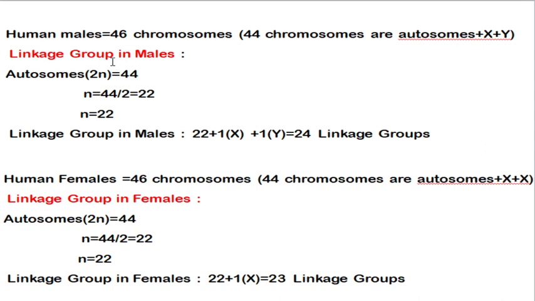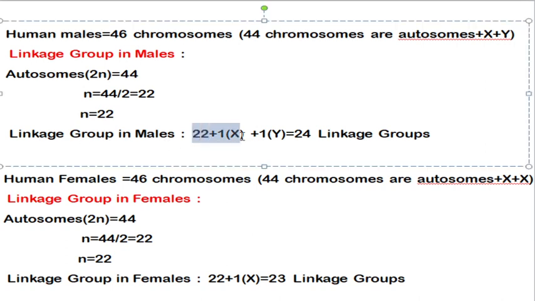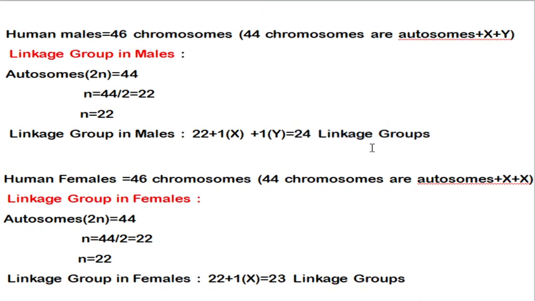So how do you find the linkage groups in male? First, you need to find the linkage groups in autosomes, where 2n is equal to 44. So n is equal to 22. Now, the linkage groups in male are 22 plus 1 X chromosome plus 1 Y chromosome, because X chromosome is different and Y chromosome is different. So totally 22 plus 1 is 23, 23 plus 1 is 24. So the total number of linkage groups present in human male is 24.